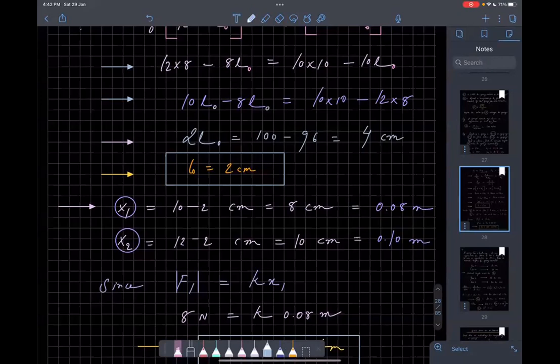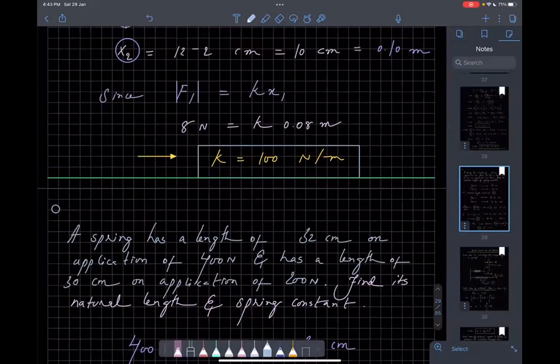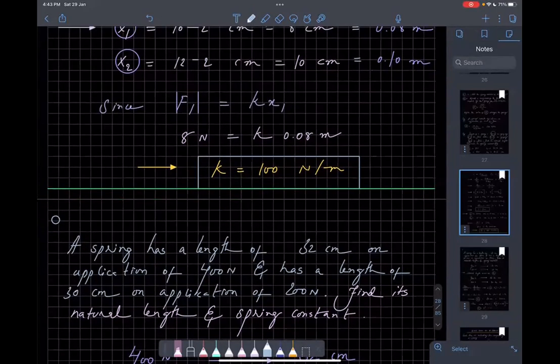I'll give you the next problem. A spring has length of 32 centimeter on application of 400 Newton and has length of 30 centimeter on application of 200 Newton. Find the natural length of the spring and spring constant. How to do this? You can just look and guess the answer.